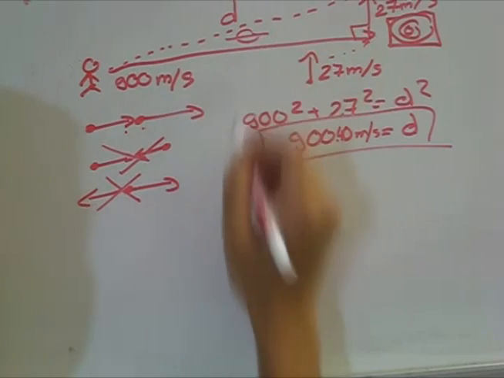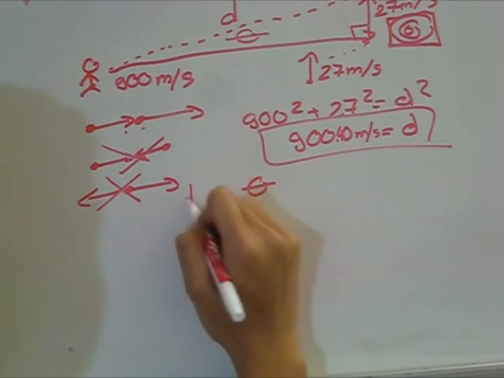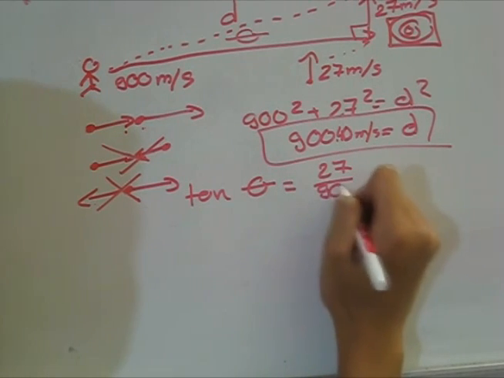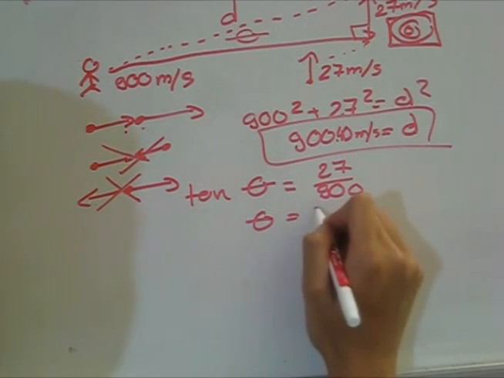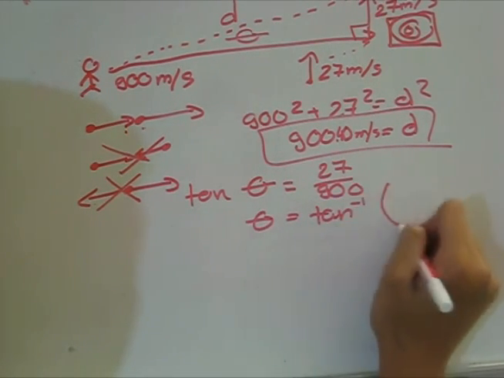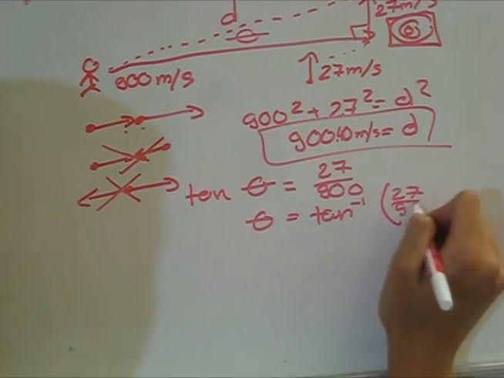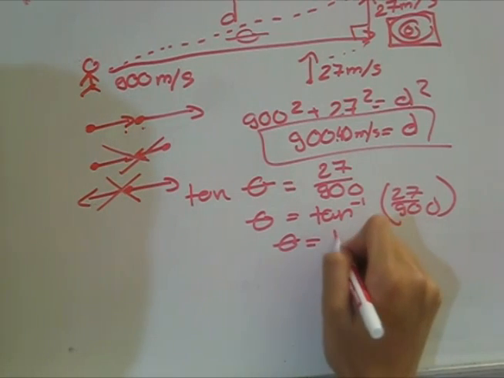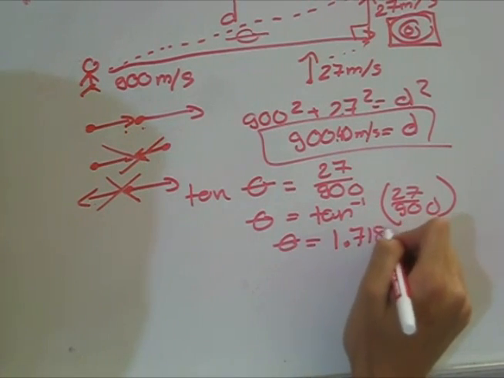Now to find the degrees that your bullet is off by, we solve for theta. You know that tan theta is equal to 27 over 900. Theta equals arctan of 27 over 900. Thus theta equals 1.718 degrees. This is the direction of the bullet.